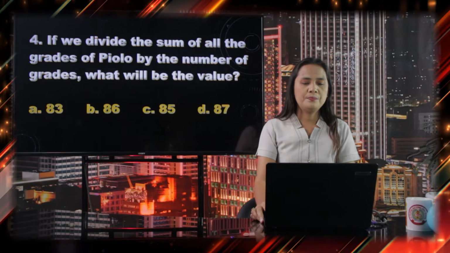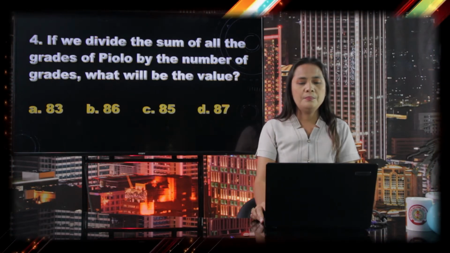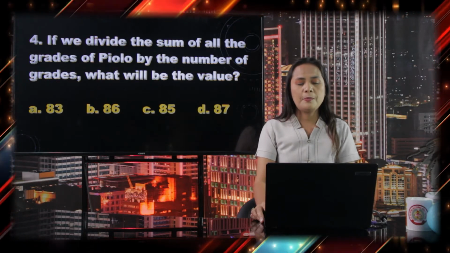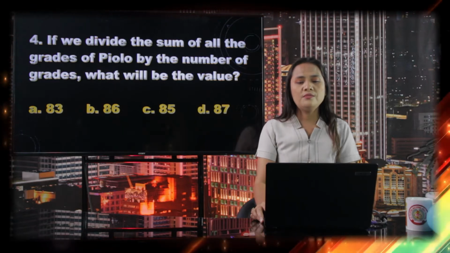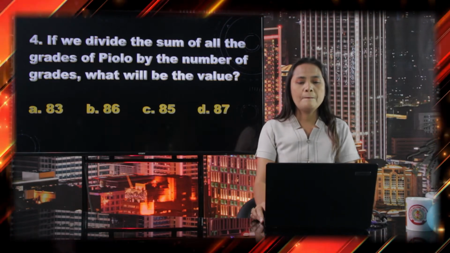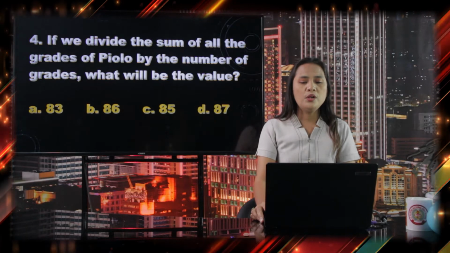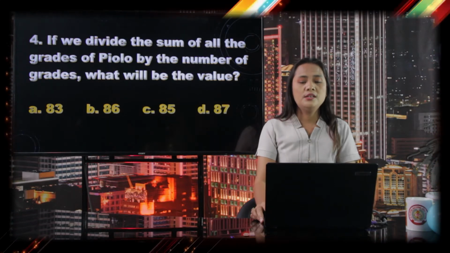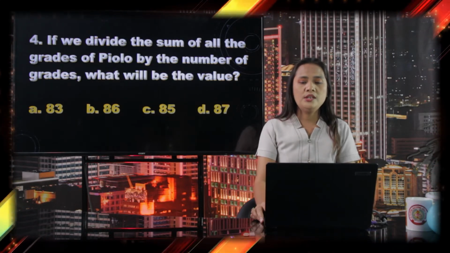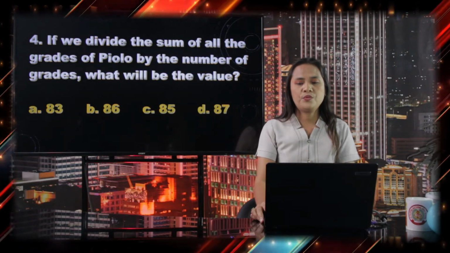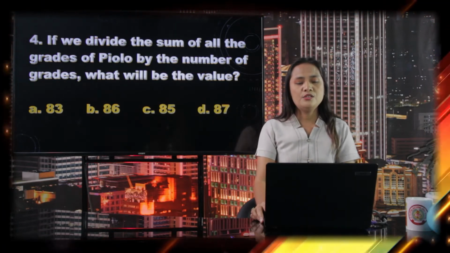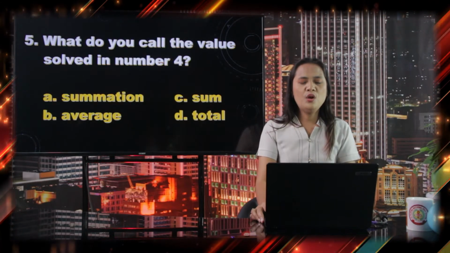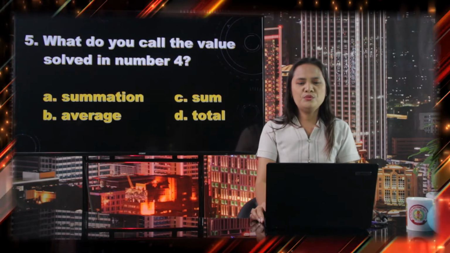Number 4. If we divide the sum of all the grades of Piolo by the number of grades, what will be the value? A. 83, B. 86, C. 85, or D. 87? The answer is letter B. 86.